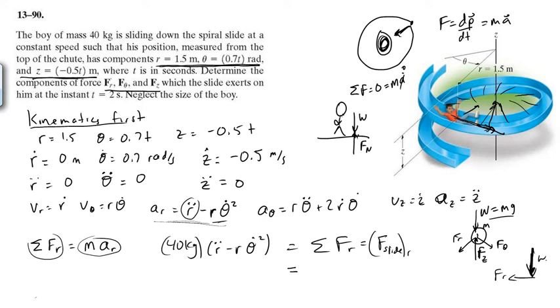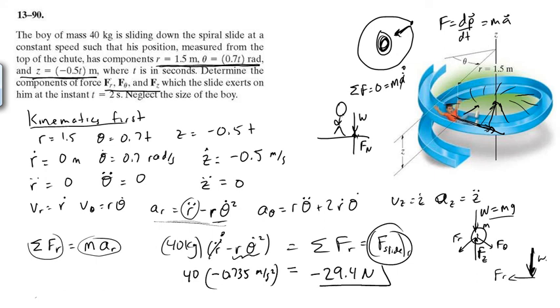Now we're going to take this, and r double dot is 0. And so there's only the mass times the acceleration. There's only this term here, which is the centripetal acceleration. And that's r theta dot squared, which turns out to be minus 0.735 meters per second squared. You multiply that by 40, and so the sum of the forces in the r direction, which is just going to be the force that the slide exerts on the boy, is minus 29.4 newtons.